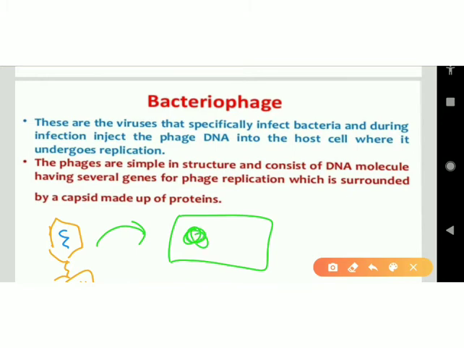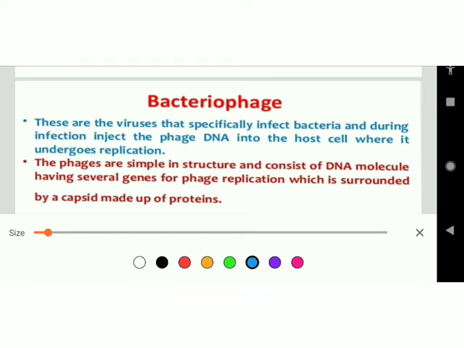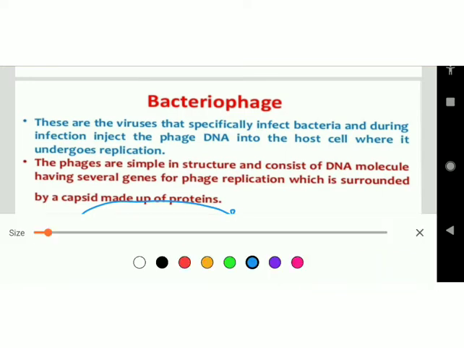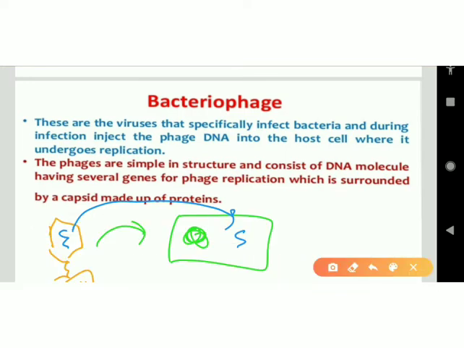The bacterial cell has its own DNA, and if the phage infects the bacterial cell, they transfer their DNA into the bacterial cell or host cell. They transfer their DNA into the host cell, and this DNA goes to replicate in the host cell.